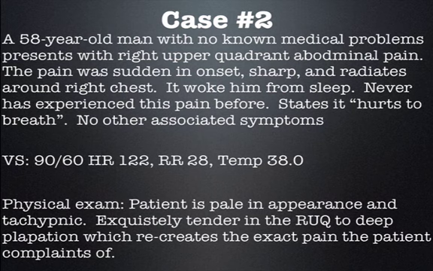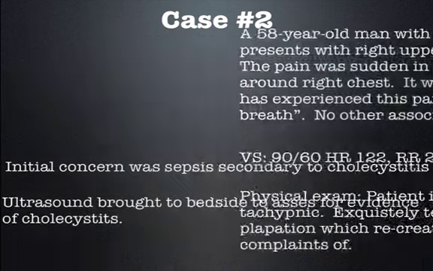No other associated symptoms. Vital signs show a blood pressure of 90/60 with a heart rate of 122, respiratory rate 28, and temperature is 38.0. Now the patient is pale in appearance, and tachypneic, exquisitely tender in the right upper quadrant to deep palpation, which creates the exact pain the patient complains of.